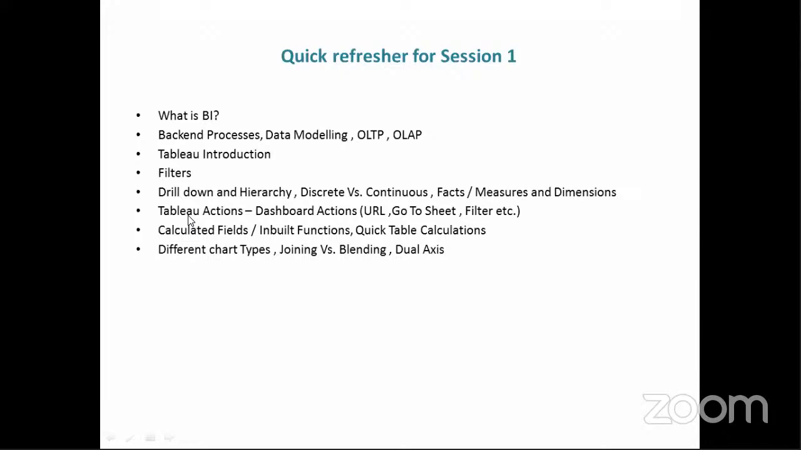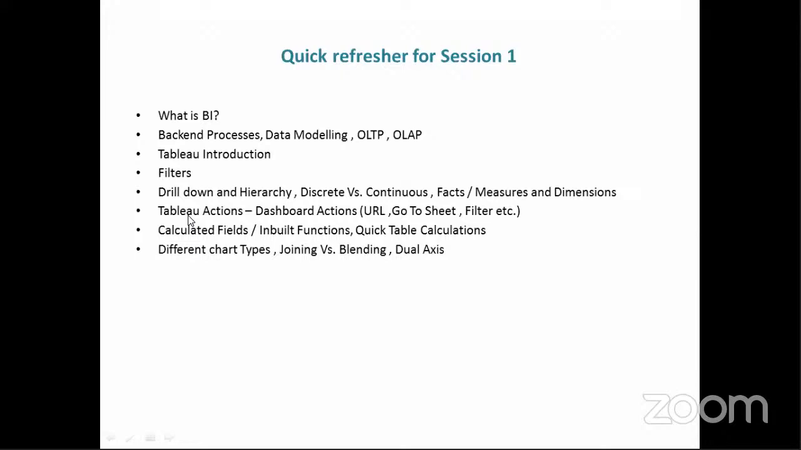Then we have seen different chart types with the help of the Show Me button, and there we have a number of charts which are readily available with one click. Then we have seen the joining and blending part. The joining concept is the same as that of the database management system concept. So we have inner join, left join, right join, full outer join. All the joining facilities are available within the data source tab.